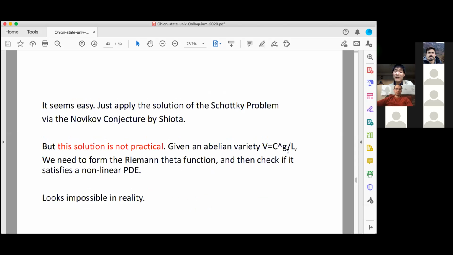Suppose I give you an abelian variety. How do I check that its Riemann theta function satisfies a nonlinear PDE? It's almost impossible in practice. So we cannot do it. It looks impossible in reality. So what can we do?